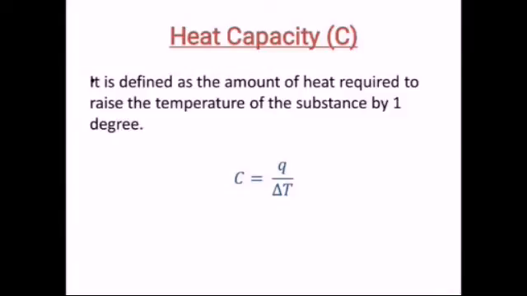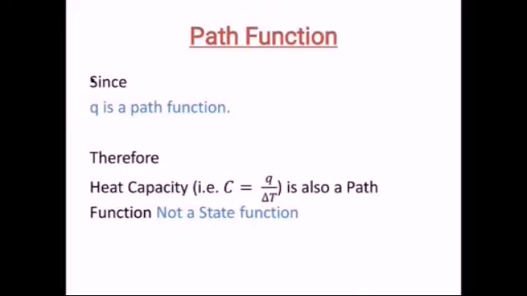Okay, and mathematically this can be written as C equals Q upon delta T. Q is heat and delta T is the change in temperature. Then moving on to the next slide, we have shown that heat capacity is a path function. How is heat capacity a path function? By using the expression C equals Q over delta T, we can find out that it is a path function, because Q is a path function, so it simply implies that heat capacity is also a path function. It does not depend upon state. So a question can be asked whether heat capacity is a path function or a state function.